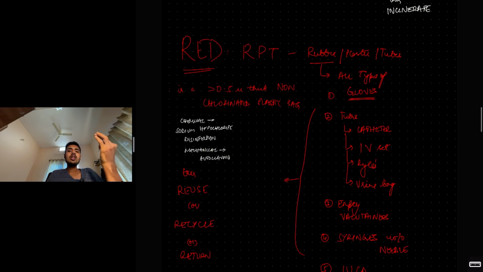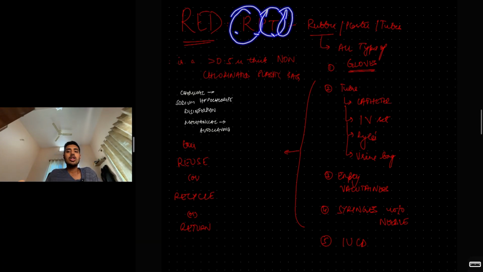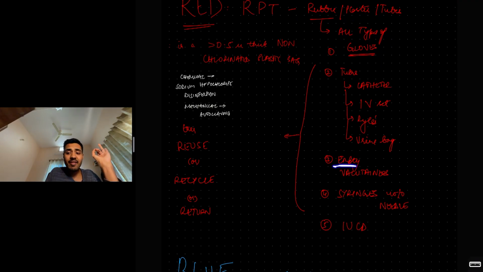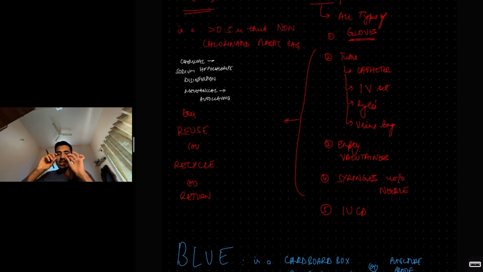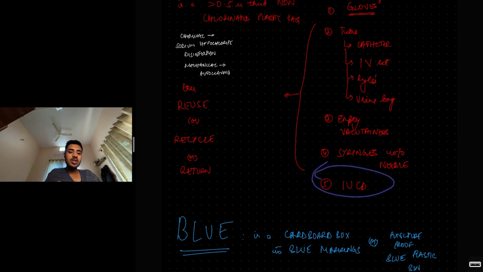Next, coming to red. In red, remember RPT: rubber, plastics and tubes. So rubber, immediately when you think of rubber, you should think of gloves. Every single glove, red bin. Plastic, you should think of empty vacutainers, not vacutainers with blood, empty vacutainers. Syringes without the needle. I took a syringe with a needle, I use it for whatever I use, then I detach the needle from the syringe. The empty syringe without the needle goes into the red bin. Intrauterine contraceptive devices go into the red bin.